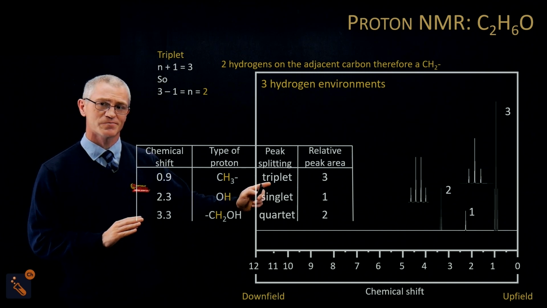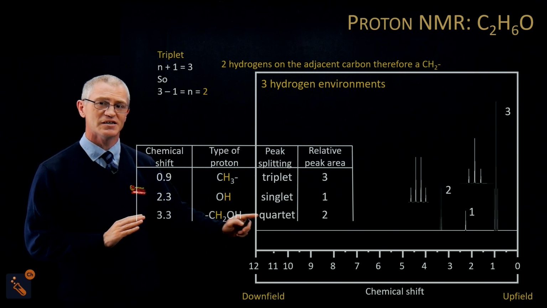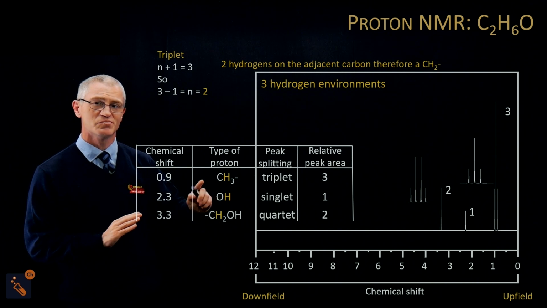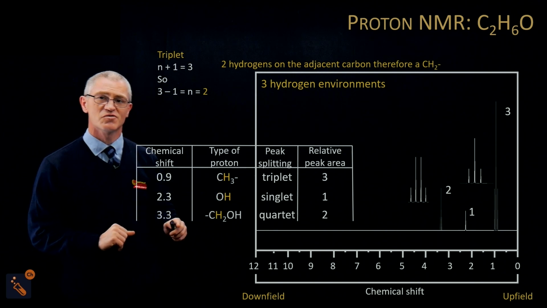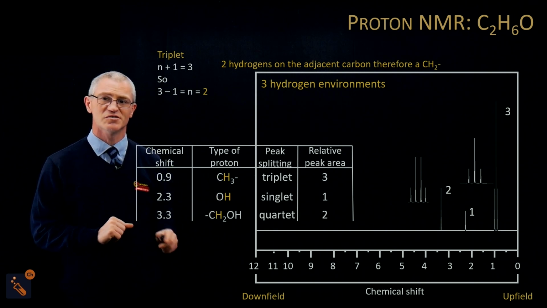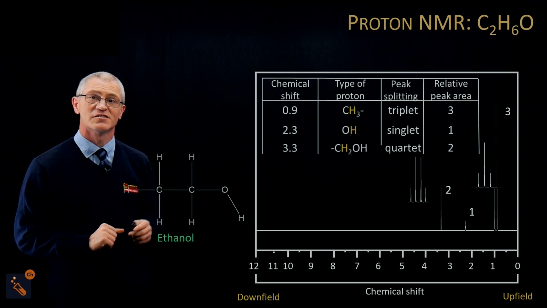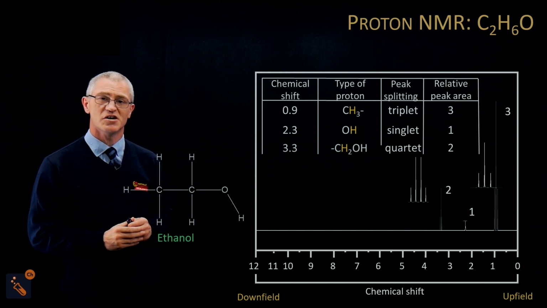It's a triplet, which means it's next to something with 2 hydrogens on it, which means the CH3 is next to the CH2. And this is a quartet, which means it must be next to the CH3, because 3 plus 1 equals 4. Quartet has 3 hydrogens on the adjacent carbon, so those 2 are connected, and therefore the answer to this all is going to be that this is ethanol. Okay, so your CH3, CH2, OH.